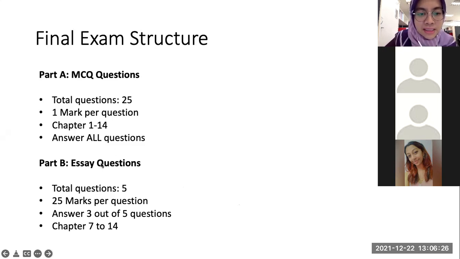Part B is essay questions. We are given 5 questions, and each will carry 25 marks. You need to answer 3 out of 5 questions. You can read through the instructions in your final exam question later. The essay questions will cover chapter 7, lipid metabolism, to food biochemistry, so the 5 questions will be from chapters 7 to 14.